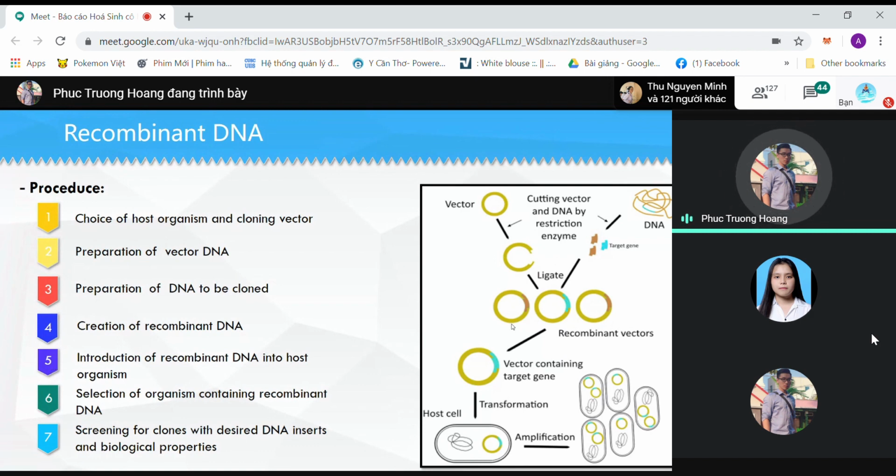Step 5, we introduce it into the host cell. Next, we select the organisms that contain the recombinant DNA. And the last step, we screen for clones with the designed DNA insert and biological properties.